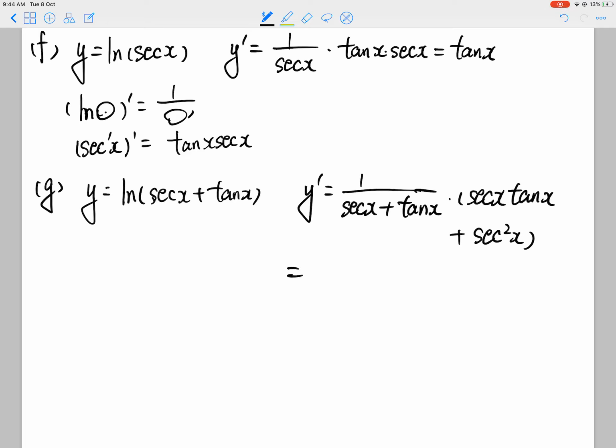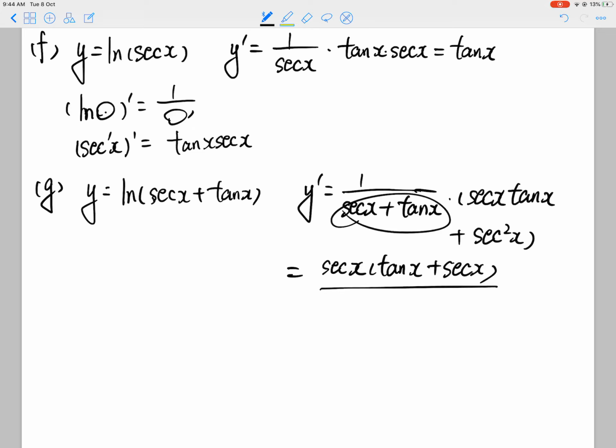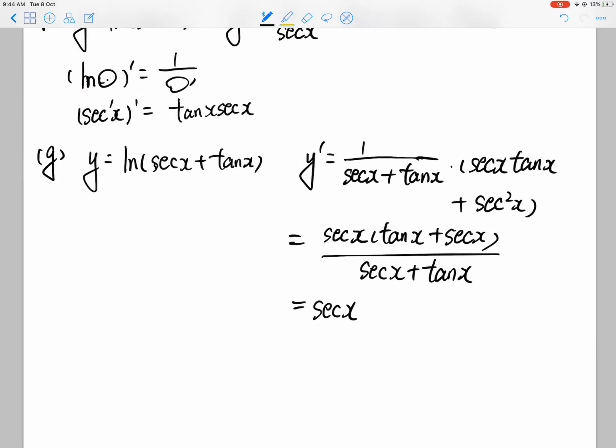And you can simplify. Here in the numerator, you can extract the common factor secant x. So it's secant x times tangent x plus secant x, over secant x plus tangent x. So these two cancel out. It's secant x.